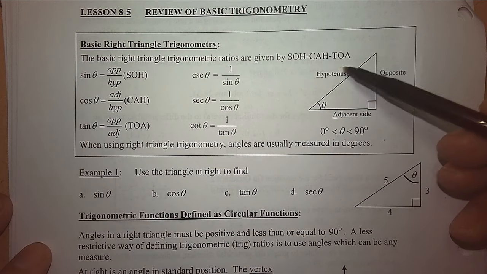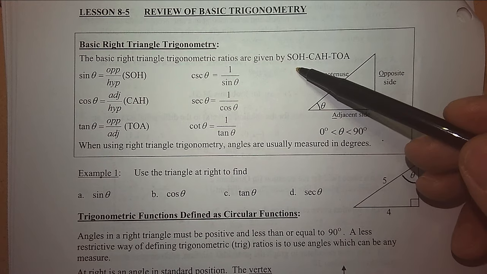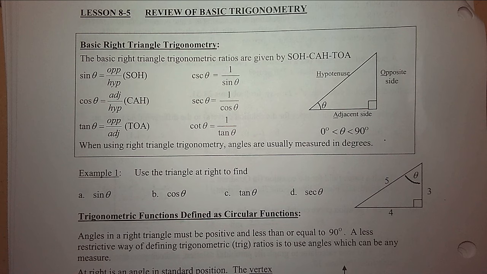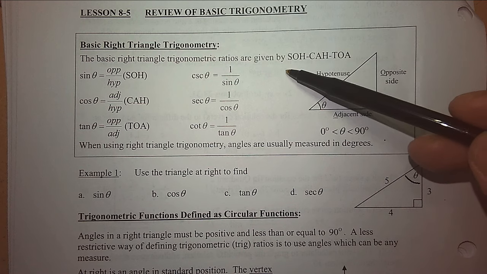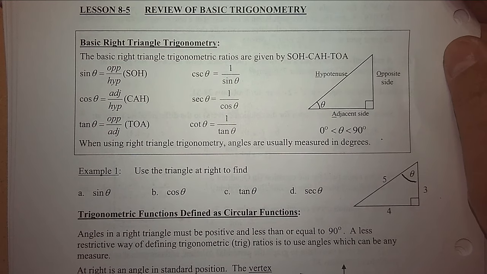The most popular way to remember it is SOHCAHTOA, where sine is opposite over hypotenuse, cosine is adjacent over hypotenuse, and tangent is opposite over adjacent. You still need to know reciprocals: sine and cosecant are reciprocals, cosine and secant are reciprocals, and tangent and cotangent are reciprocals.